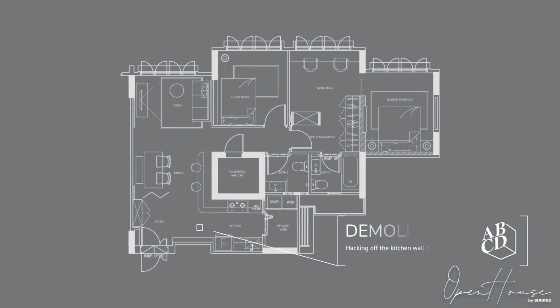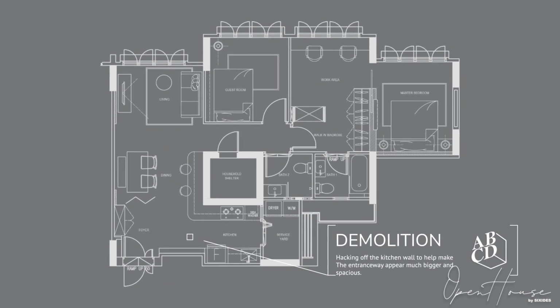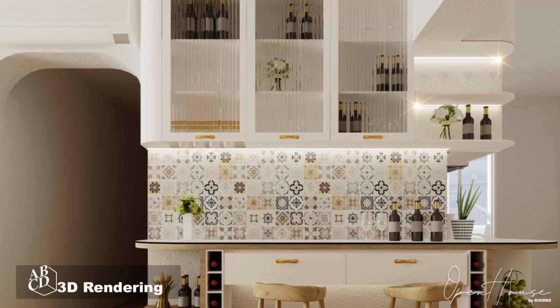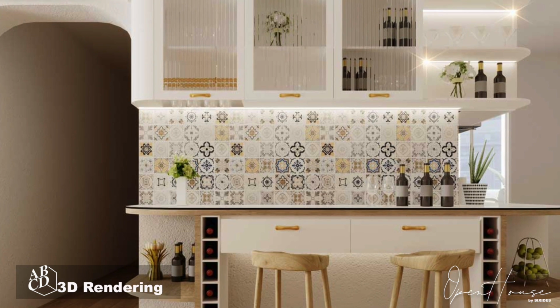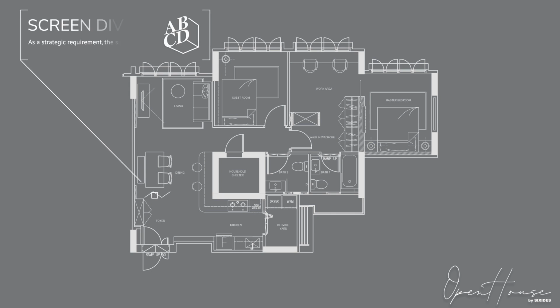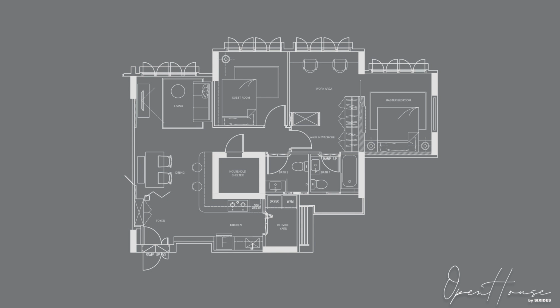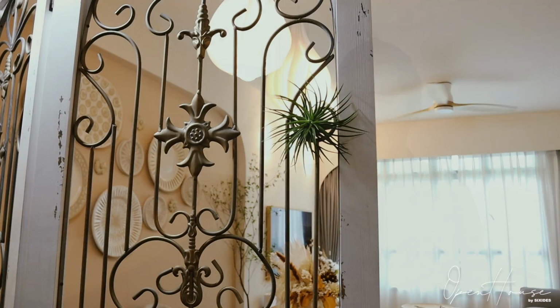Starting from the layout, it's actually different from other normal 4-room units. What we did was hack off the kitchen wall and pull the kitchen out until the dining area. At the same time, we had a divider requirement, so we placed the divider at a strategic location together with the dining table. So from the layout onwards, we actually start playing with all these spatial elements.